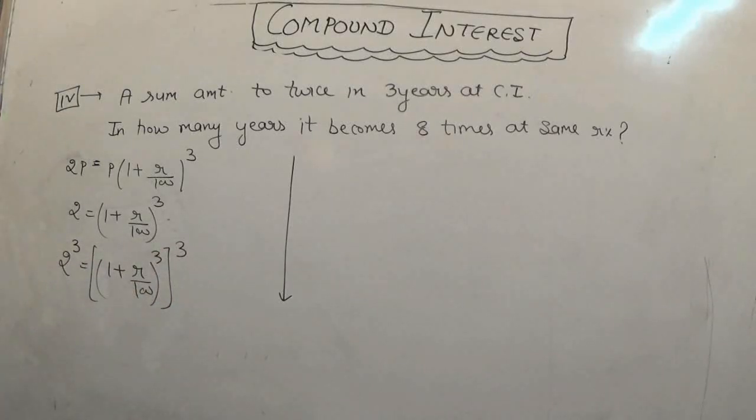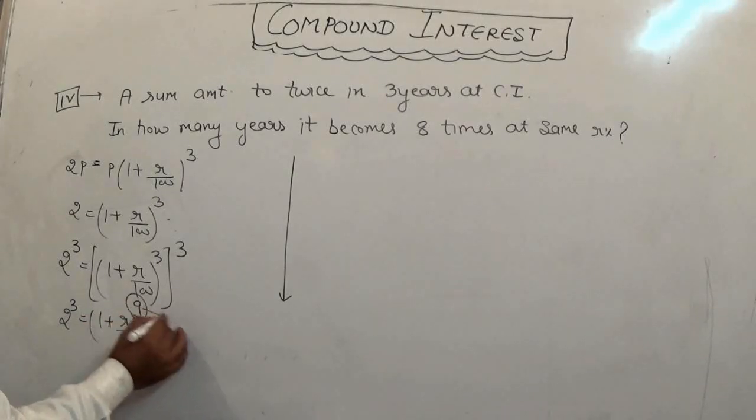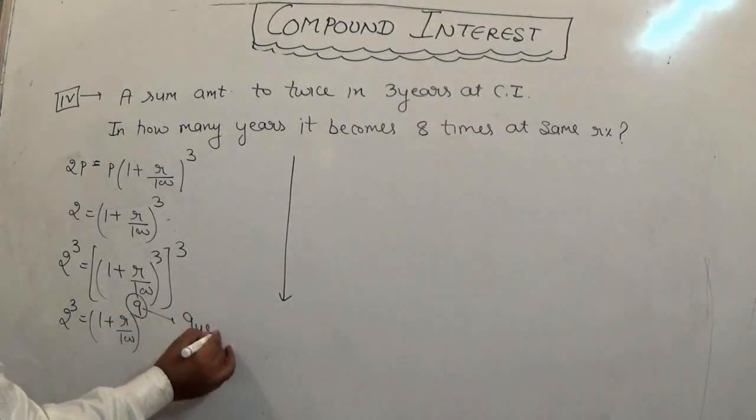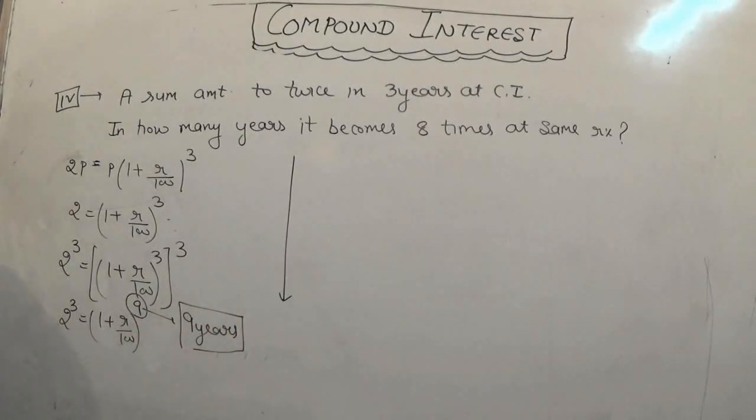In indices, I told you, when you have a bracket like this, the powers get multiplied. So 2 cube equals 1 plus R upon 100 raised to power 9. Or I can say in 9 years, it becomes 8 times. That's my answer. In 9 years the same amount becomes 8 times.